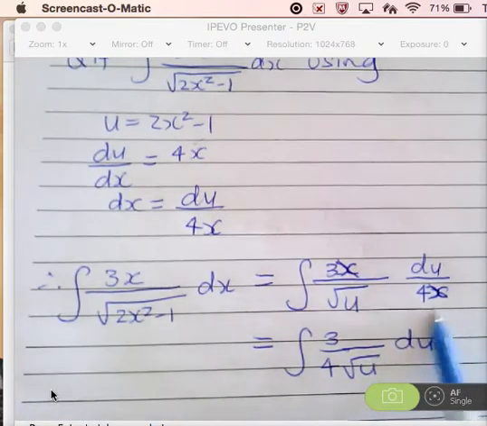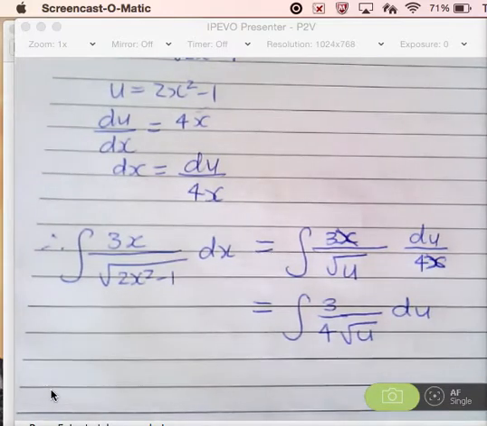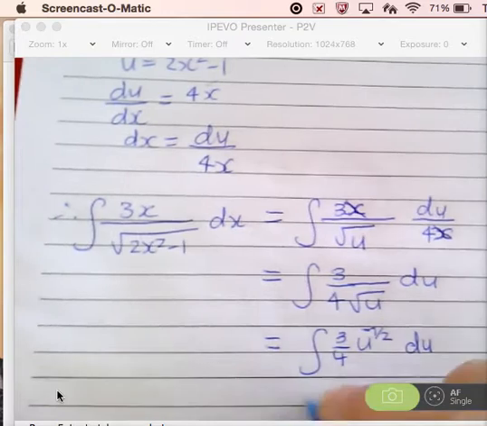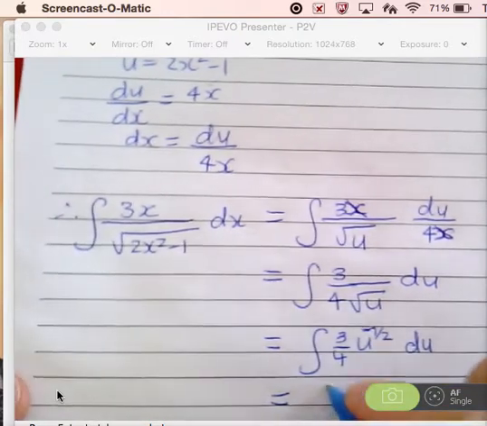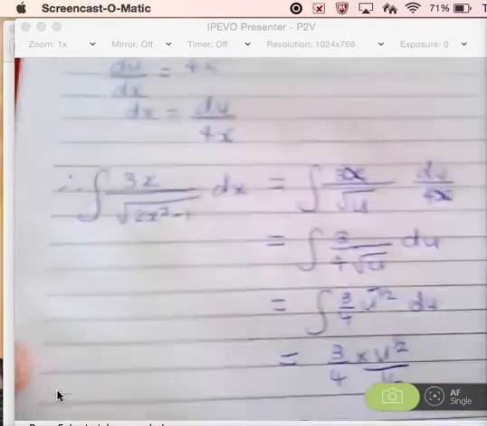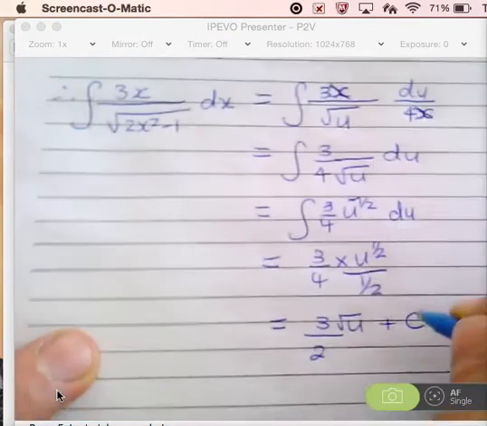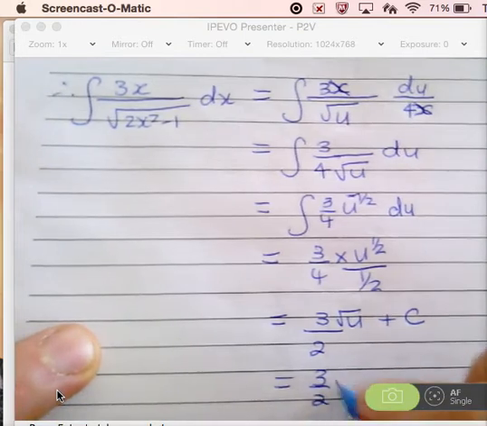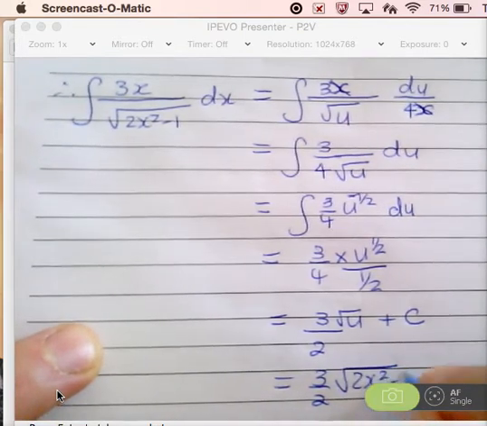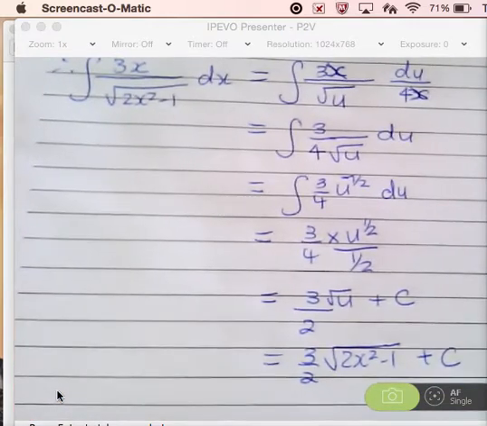You okay there? It says this is extension. It is extension, yes. U to the negative a half du, which is 3/4 times u to the half over a half, which is 3/2 root u, same as before, which is 3/2 square root of 2x squared minus 1 plus c. This is so much easier than volume. Why is this extension? Wait, there'll be harder ones.